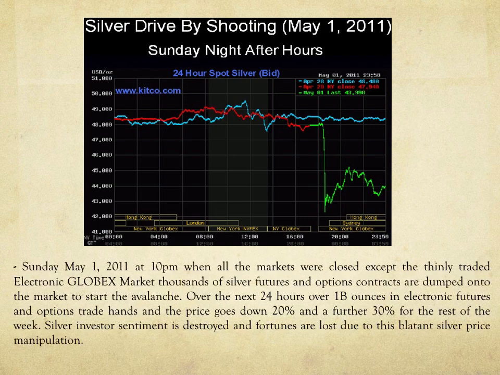slaughtered brutally Sunday, May 1st at 10 p.m. at night, when all markets were closed except thinly traded electronic Globex market. Thousands of silver futures and options contracts are dumped into the market to start the avalanche. Over the next 24 hours, over 1 billion ounces of electronic silver futures and options trade hands, and the price goes down 20% and a further 30% for the rest of the week. Silver investor sentiment is destroyed, and fortunes are lost due to this blatant silver price manipulation. And here's how it happened, and why it happened, and who did it.